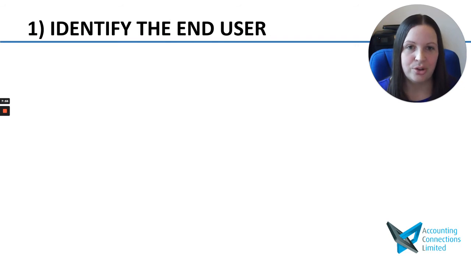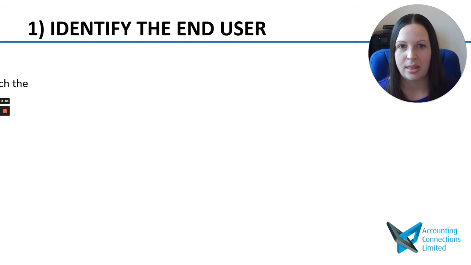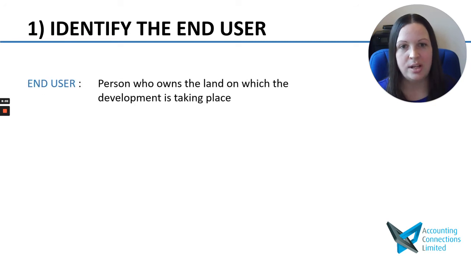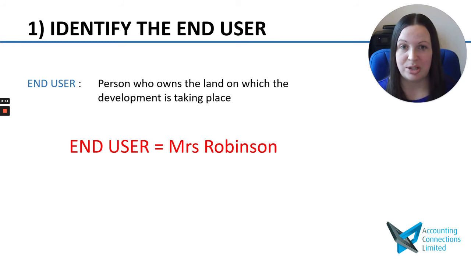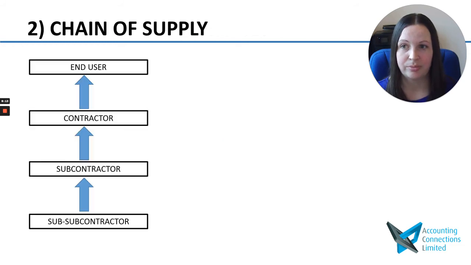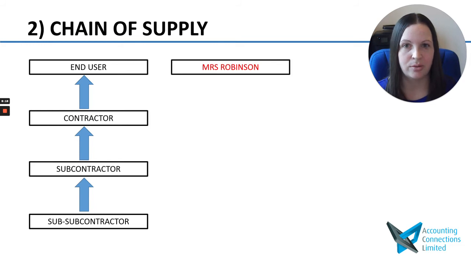Let's work through the 3 steps relating to this scenario. Number 1, who is the end user? Who's the person that owns the land on which the development is taking place? And in this scenario, the end user is Mrs. Robinson. So let's put Mrs. Robinson where she belongs in the chain of supply. She is the end user. You can now work backwards from the end user to identify where you sit in the chain.